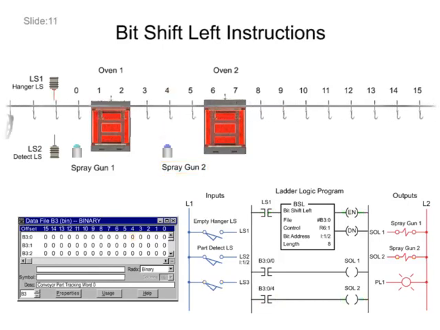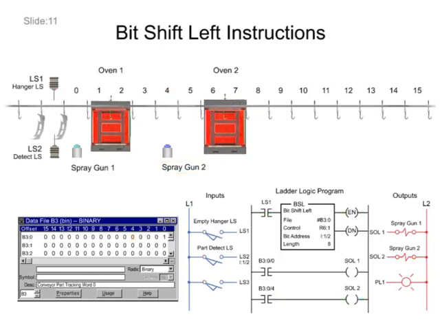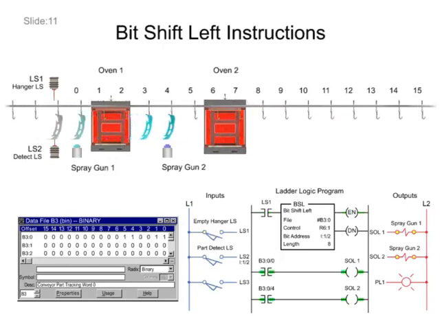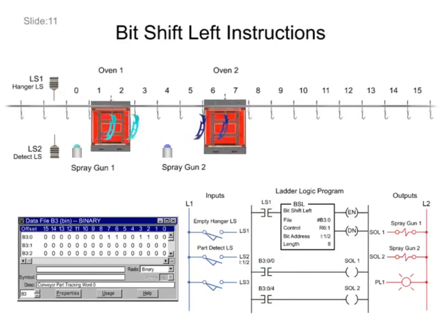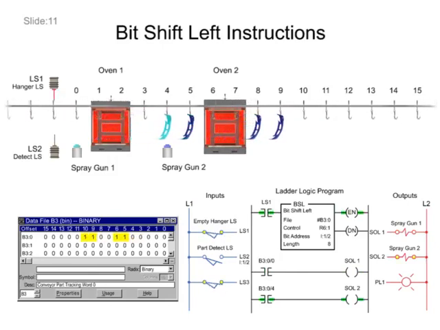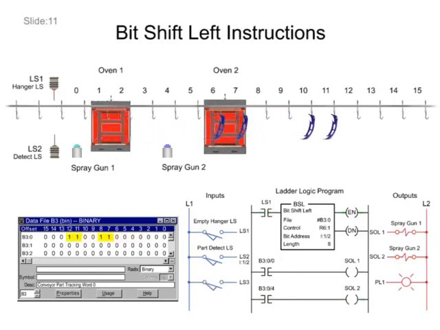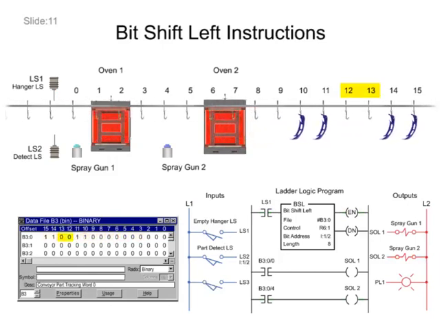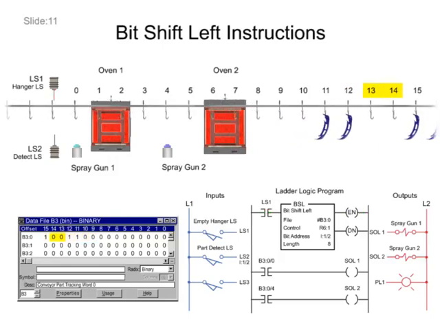The bit shift left instruction is further illustrated by loading the conveyor in varying batch sizes. Adding 2 parts loads a pair of logic 1s into the array as they trigger LS1 and LS2 simultaneously. Leaving 2 empty hooks, 2 logic 0s are shifted left.